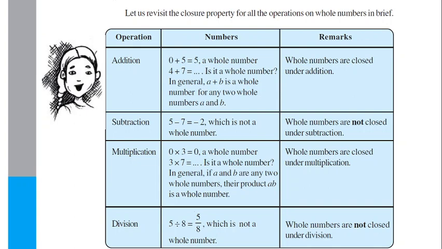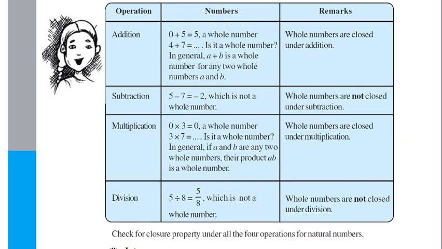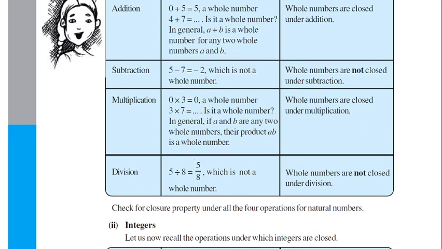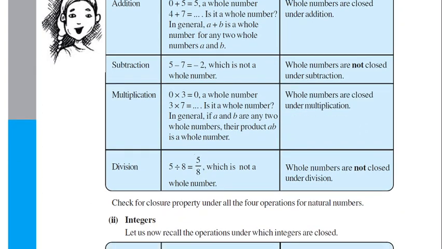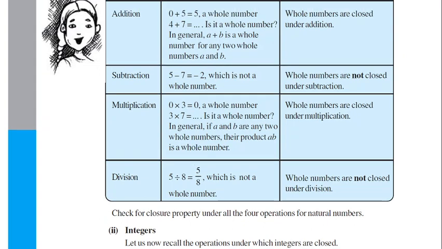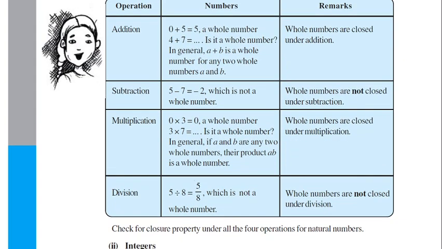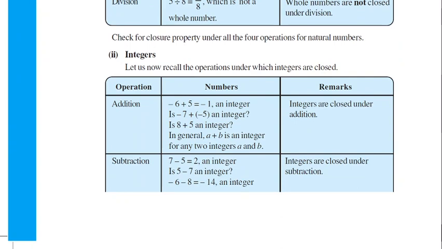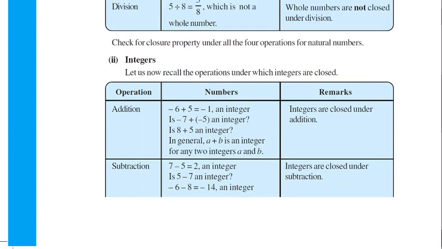Now let's see division and what type of answers we get. 5 is a whole number, 8 is a whole number, but if you divide 5 by 8, it is a rational number which is not in the group of whole numbers. So we can say that whole numbers are not closed under division. Remember this. In the same way, you can also consider integers. So let's see.